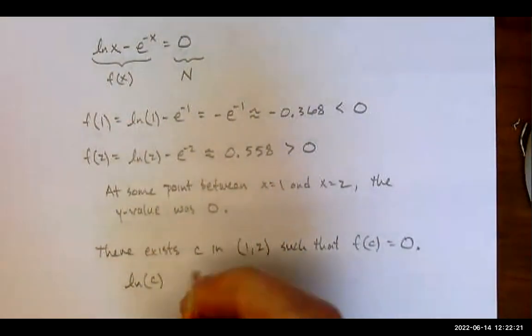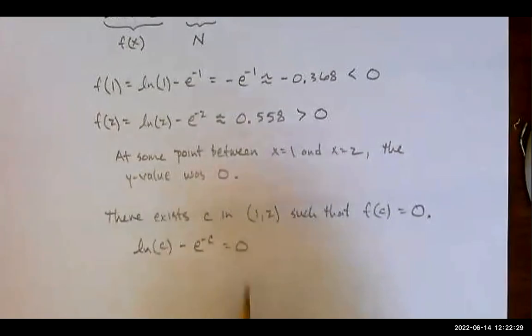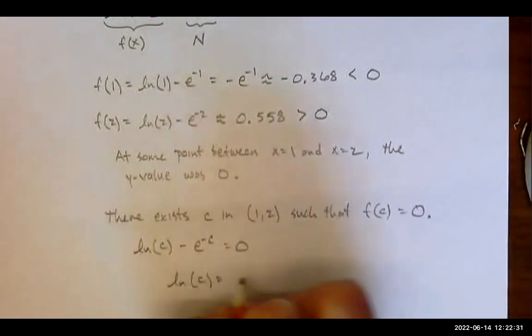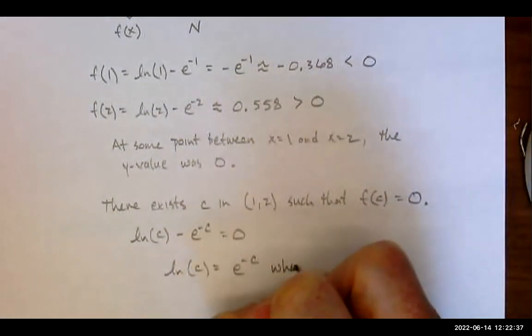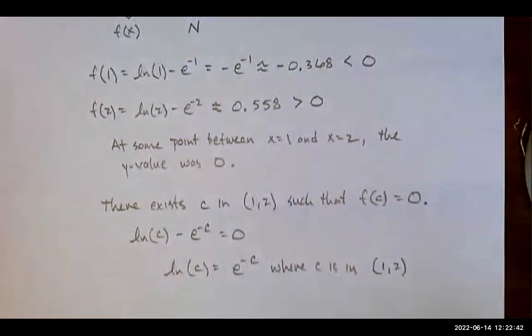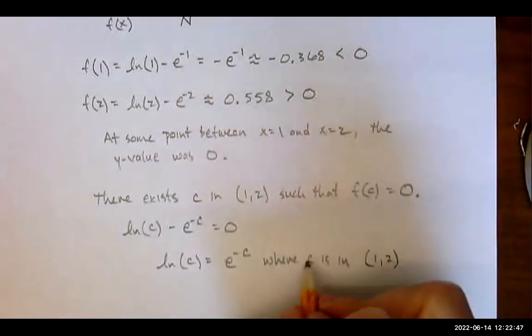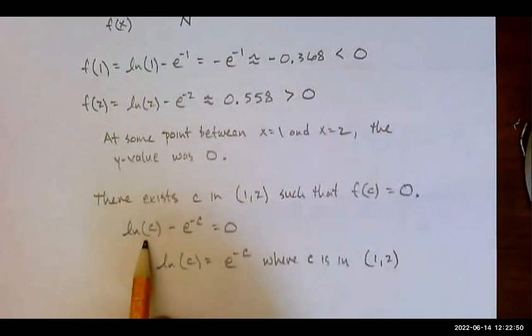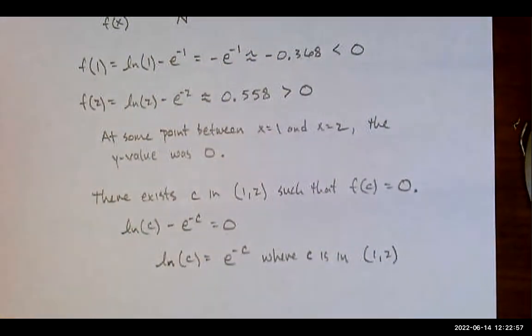If that's the case, then the natural log of C minus e to the negative C equals 0, right? That's f of C. Or in other words, the natural log of C is equal to e to the negative C, where C is in 1 to 2. We just showed it. There has to be a C, an x value between 1 and 2 that makes our function equal to 0, or in other words, solves that original equation, the natural log of x equals e to the negative x.